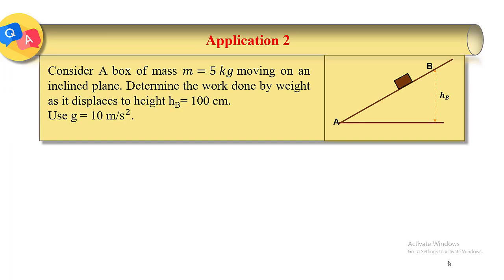Let's solve application 2. We have a box that moves from A to B along an inclined plane. We have to determine the work done by the weight, knowing that the mass of the box is equal to 5 kg and the height of point B is 100 cm.